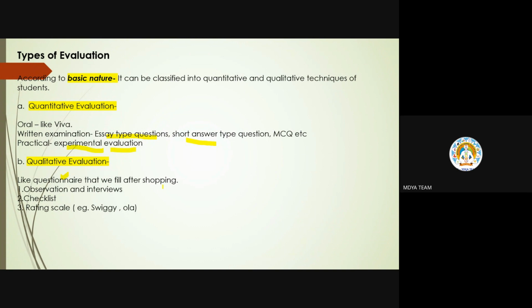Like if you shop from any online store like Myntra, Flipkart, and after your product is delivered, they will ask, "No, ma'am, please give me a rating out of 5 stars. How can we improve?" And if you travel in an Uber or Ola, they will just ask you about the ratings, okay? And Swiggy, Zomato, all the things. So they just use the questionnaire, or they use the qualitative evaluation. So in qualitative evaluation, observations and interviews, checklists, rating scales are there. Okay, so these are the quantitative and qualitative.